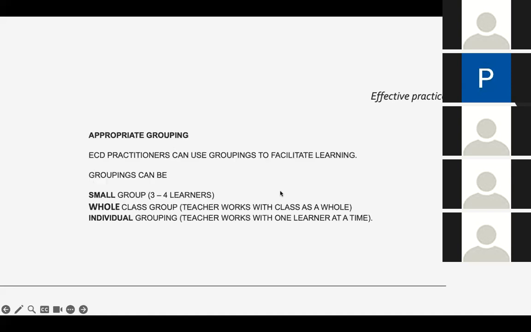Okay. Appropriate grouping. This is an important section because when you're facilitating a learning program, you need to be able to do small group work, which is 3 to 4 learners. Whole group work is where the teacher works with the whole class, and then individual work is where the teacher works with one learner at a time. So in your chat bar, I want you to please give me one group activity. What could you imagine a teacher doing with 4 children? What could you imagine a teacher doing with a whole class? And what can you imagine a teacher doing with individuals?